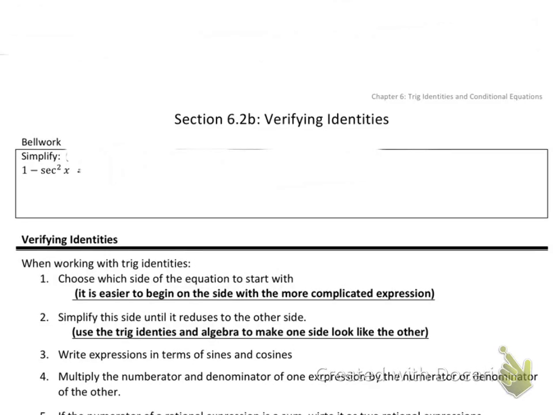This is just equal to negative tangent squared x. Okay? So there's multiple ways to solve it. This is the easiest of the two ways.